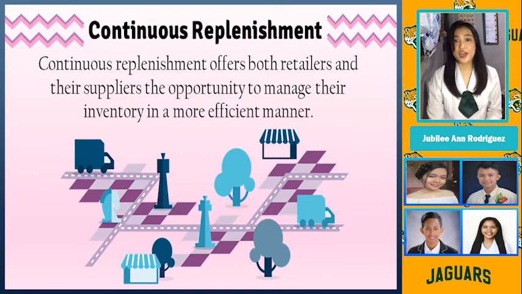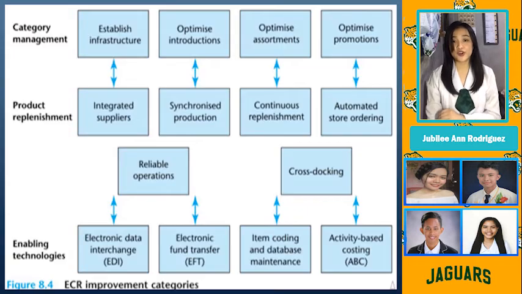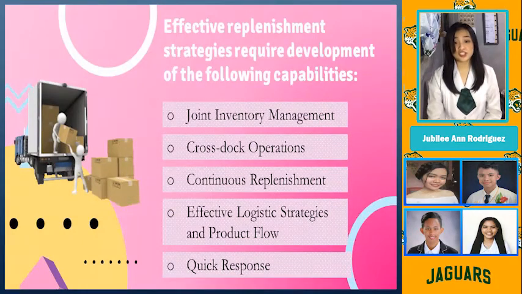Continuous replenishment. Continuous replenishment offers both retailers and their suppliers the opportunity to manage their inventory in a more efficient manner. Each of the 6 stages that make up the product replenishment process, illustrated in Figure 8.4, represents a link that integrates the supply chain from product suppliers right through to the end customers. In addition, effective replenishment strategies require development of the following capabilities: joint inventory management, cross-dock operations, continuous replenishment, effective logistics strategies and product flow, and lastly, quick response.